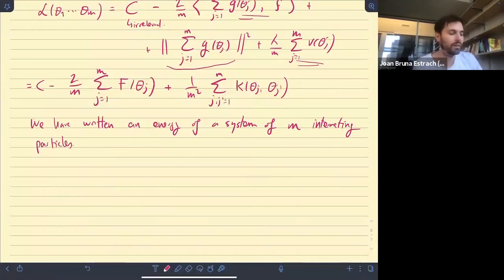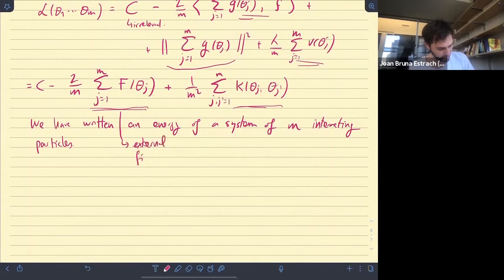Okay, so if you remember maybe from classic undergrad classes of mechanics, or any kind of course of mechanics, you can see that this really looks like the energy of M elements, and there's one term here that is some kind of force, right? It's like an external force of the system that is acting independently on each particle. So this is more like the external field or external force. And this is the interaction current.